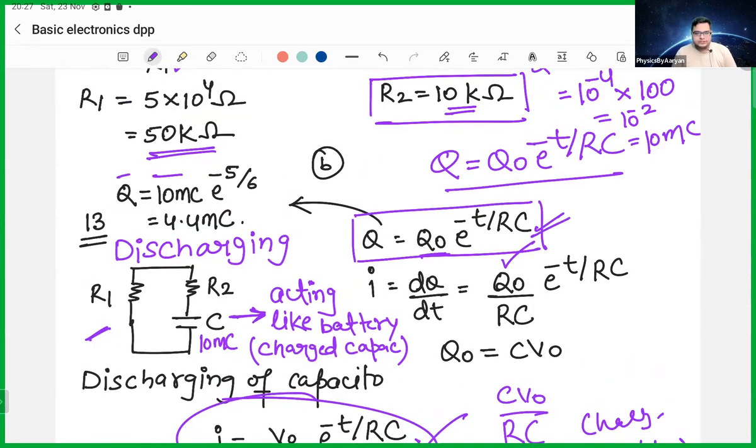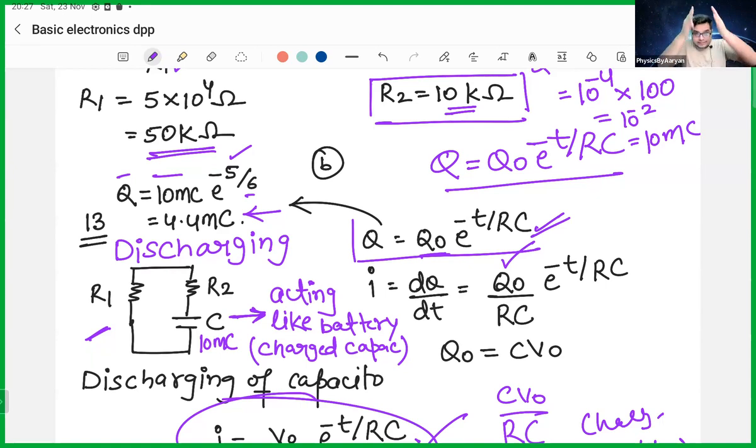So Q equals Q naught, which is 10 millicoulomb, and time is 5 seconds. If you find the value of RC, you will get 6. If you solve this out, you get 4.4 millicoulomb. It means you started your mobile phone with 10 millicoulomb. For 5 seconds you use your mobile phone, you removed the plug and are using it, and after 5 seconds your mobile phone is at 4.4 millicoulomb.